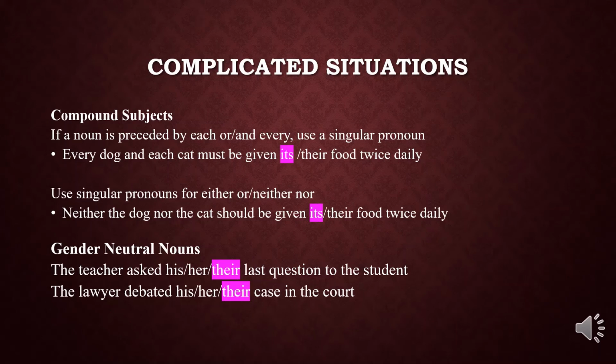Here are some situations. If a noun is preceded by each or every, use a singular pronoun. Here's a sentence: Every dog and each cat must be given its food twice daily. We do not want to use "their" here. This is a noun phrase, but this is a singular noun phrase, even though it might look like a plural noun phrase.